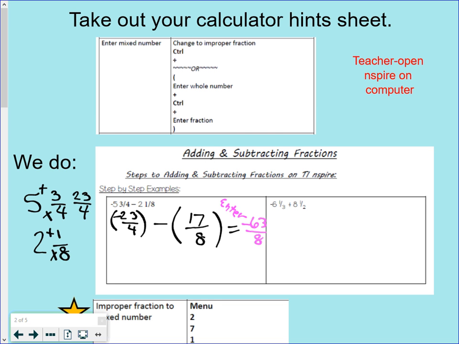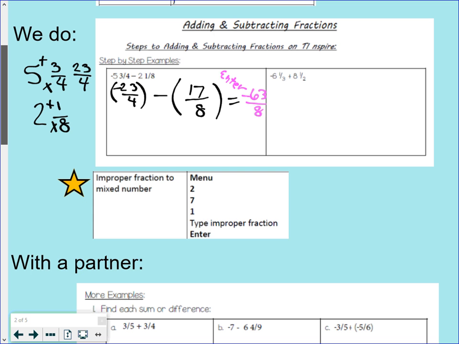All right, so if you have your calculator hint sheet, we're actually looking at this part. Oh, we're not. We just did that. Let's scroll down a little bit. Improper fraction to mixed number. So go ahead and hit the menu key. So you're going to hit menu 271. Menu 271. There's the whole thing.